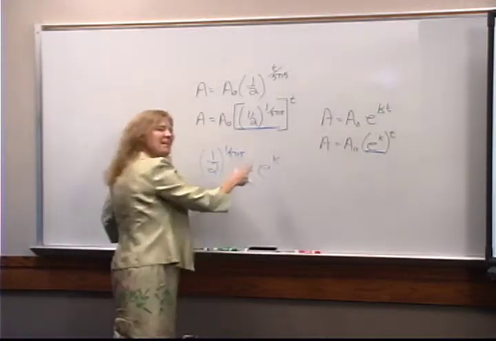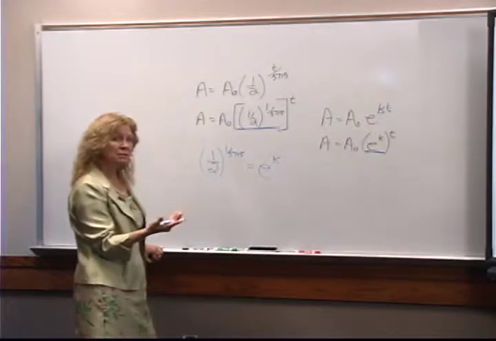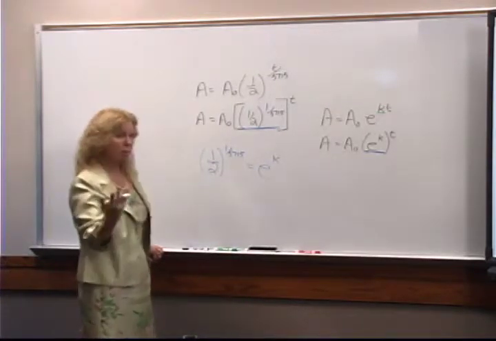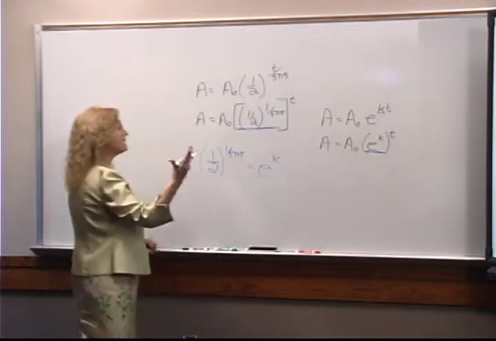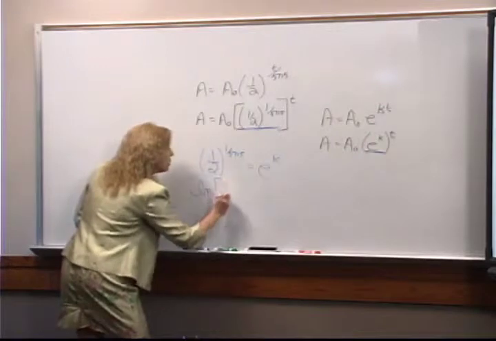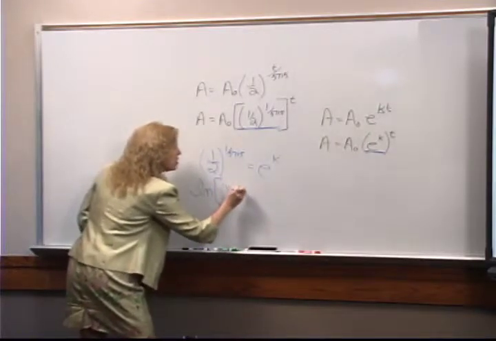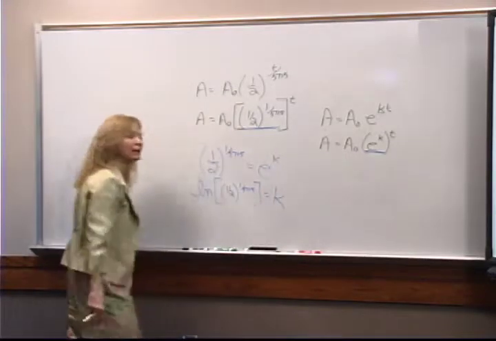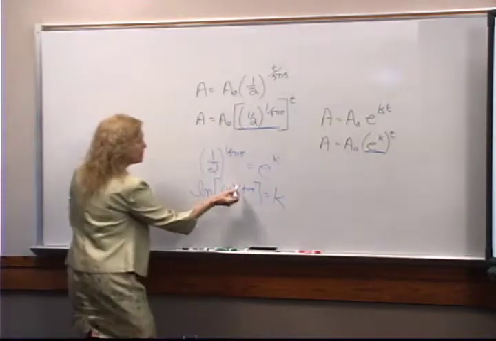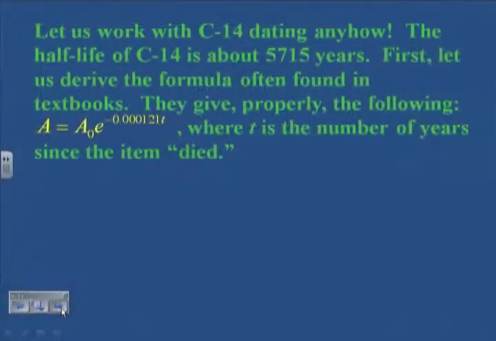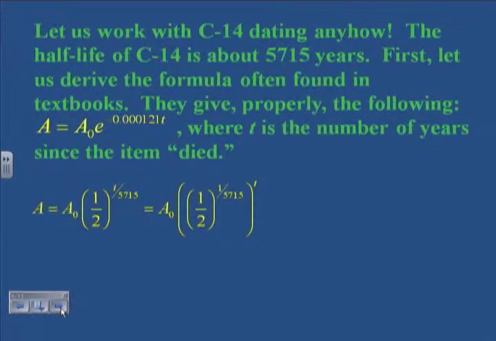Well, it's sitting up there. So what do I have to use? Logs, right? What log would be the best one to use? ln. So ln of 1/2 raised to the 1 over 5715 has to equal K. And you can bring that exponent down here in the front. And I've actually written it all up here so that maybe you can see it in a prettier print.